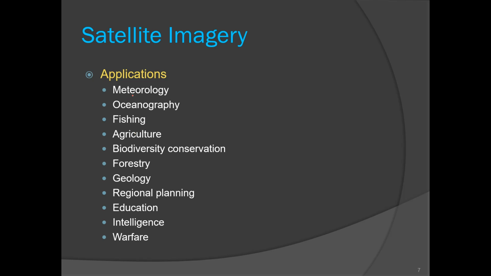This is the list of applications of satellite images. First is meteorology, which deals majorly with weather forecasting. Second is oceanography, the study of oceans. Then fishing, agriculture, biodiversity conservation, forestry, geology, regional planning, education, intelligence, and warfare.